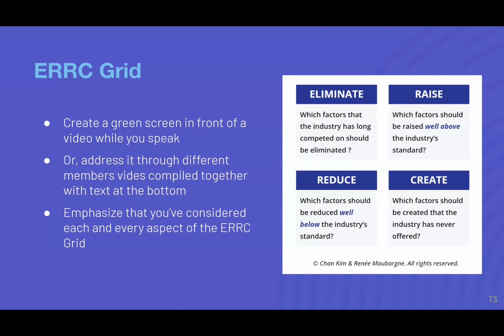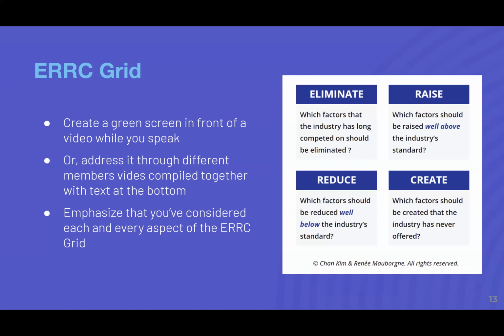So let's just talk about the ERC grid if you haven't joined one of our webinars before. Essentially what happens is you want to start with what you're eliminating. So what factors has the industry long competed on that should be eliminated? So maybe this is a certain metric that they push on consumers saying, oh yeah, we're the best because we do this the best. And you're going to show that either that metric is wrong or that it's not something that really needs to be part of the picture anymore. Or you can also show that this is something that we need to get out of the industry. So like for us with concrete, we were like, okay, no, we should eliminate carbon dioxide emissions as they stand in the current industry.